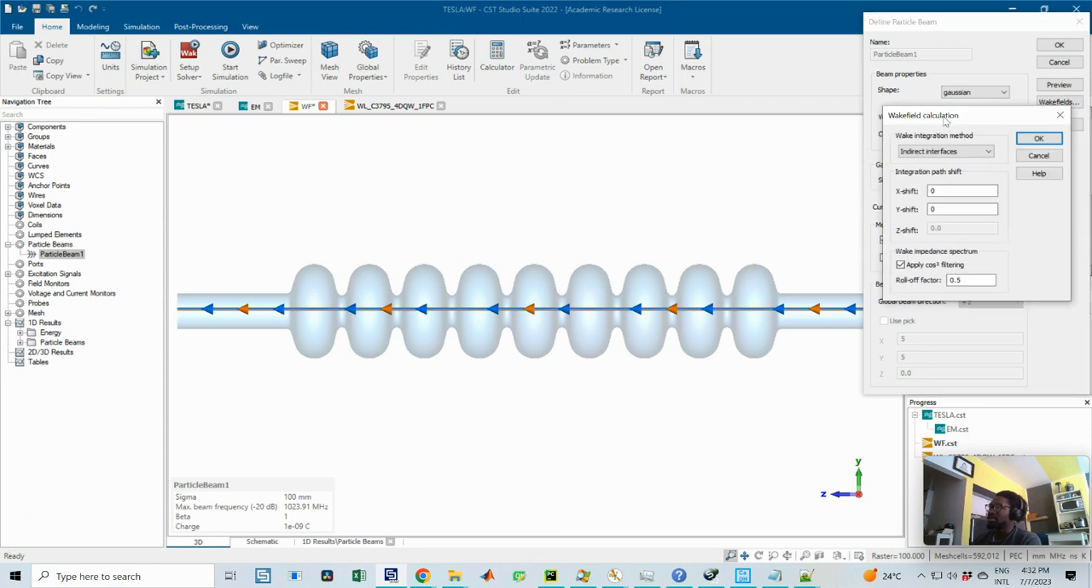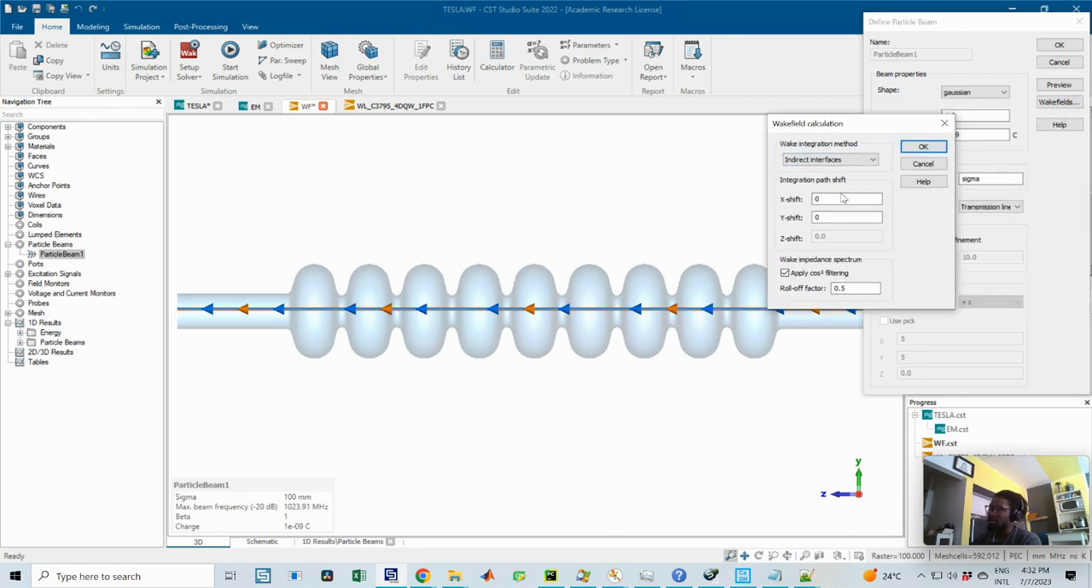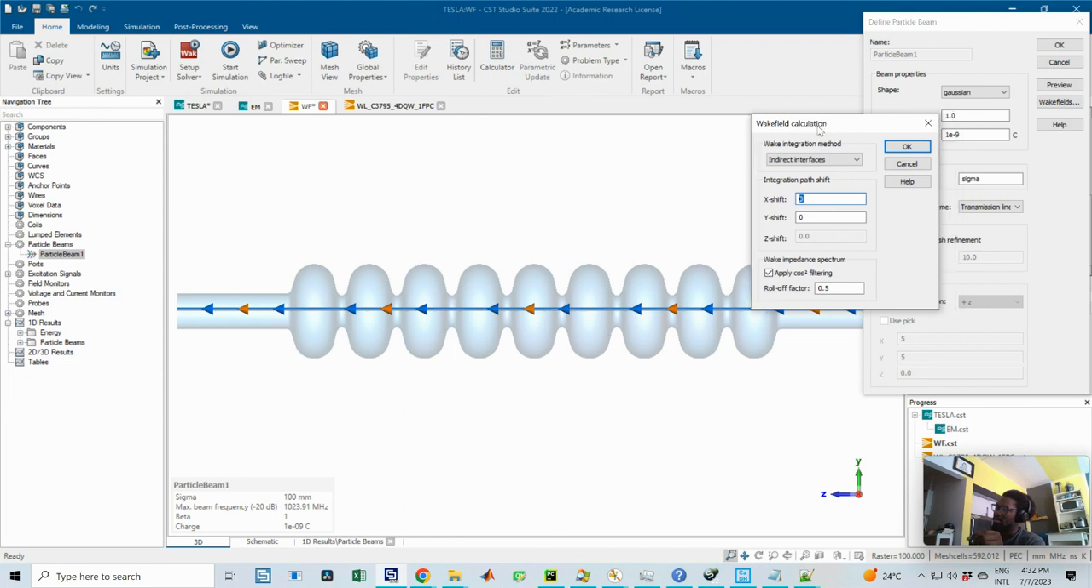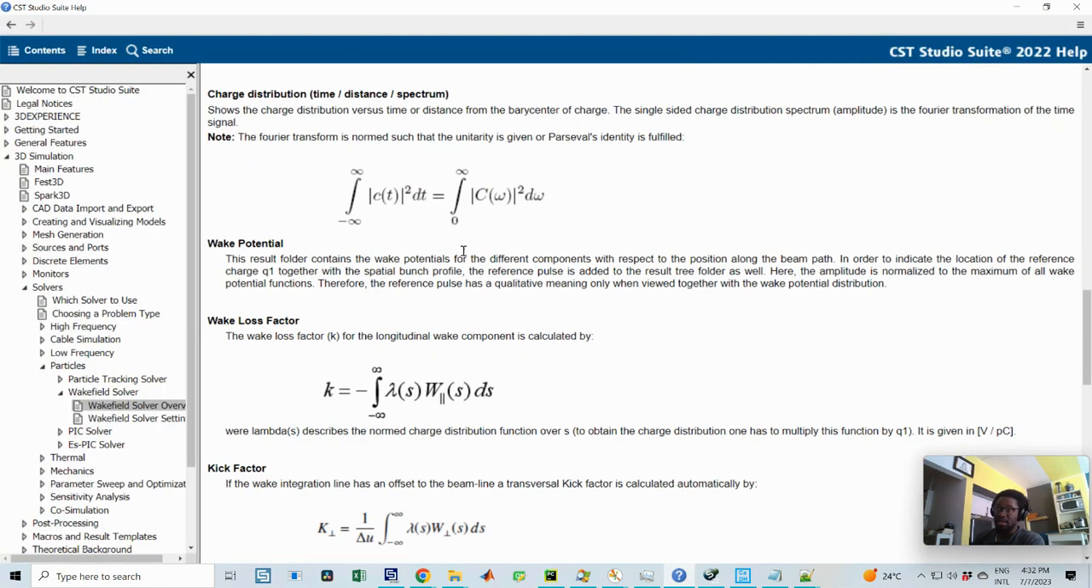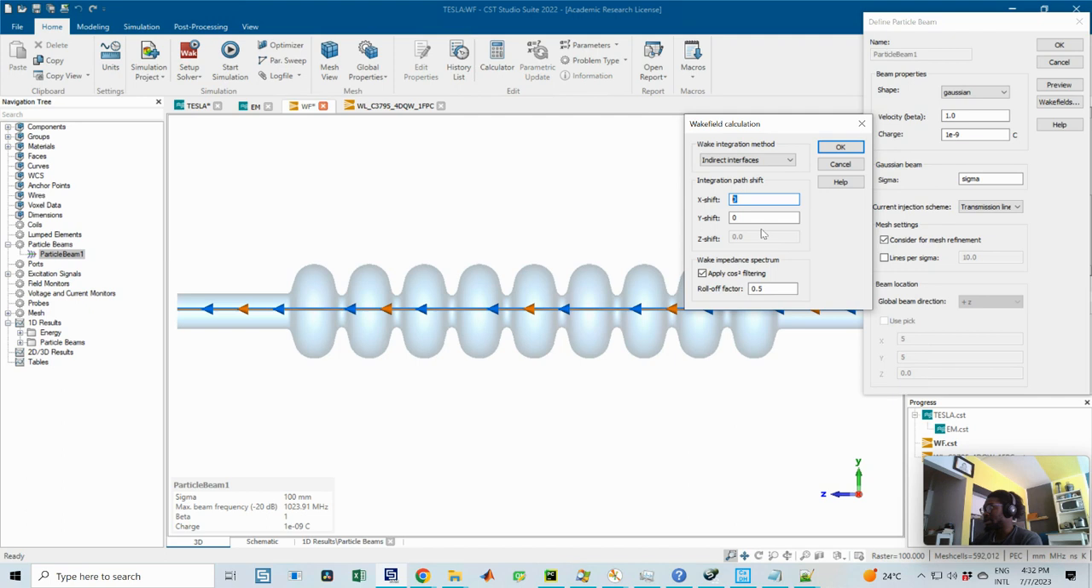Now in Wakefields, you see the wake integration method and then the wake integration part. I haven't added any shift to the part, so you have two parts: the beam moving through the part, which is defined by this, and then the integration part. If you go to the help, the integration part is the part that you want to integrate your wake potential over. To get either the loss or kick factor: if you integrate along the axis, it's the loss factor, and if you integrate along an offset axis, it's the kick factor.